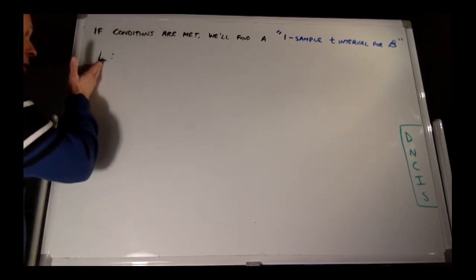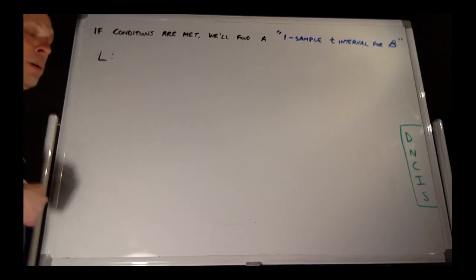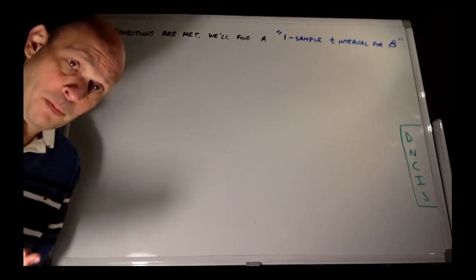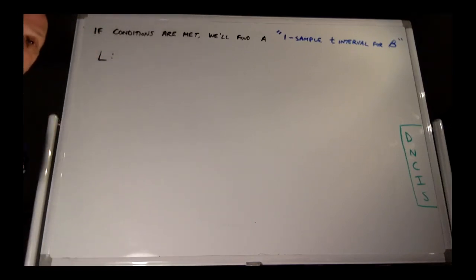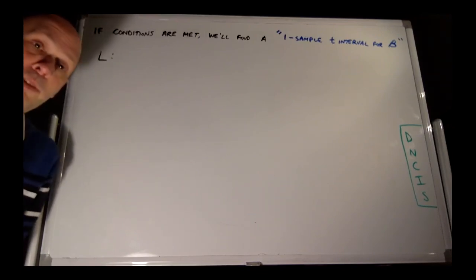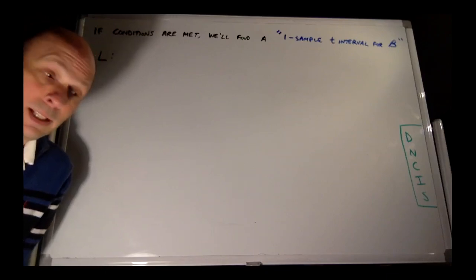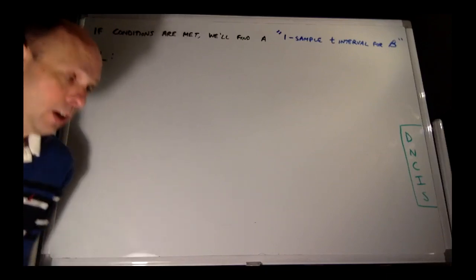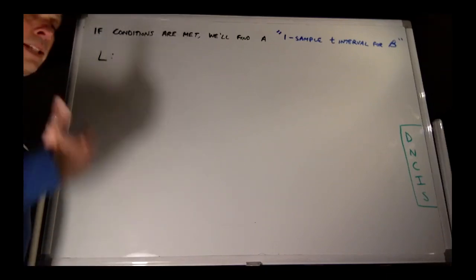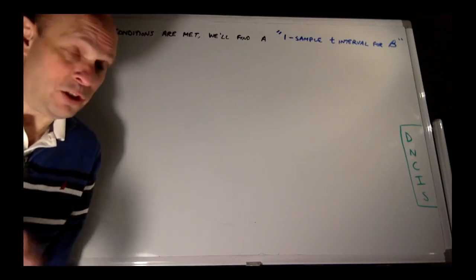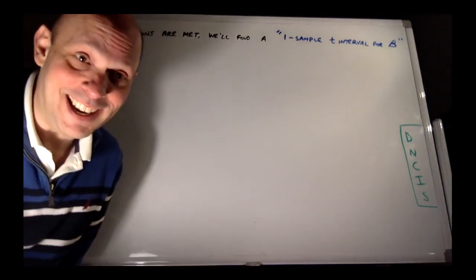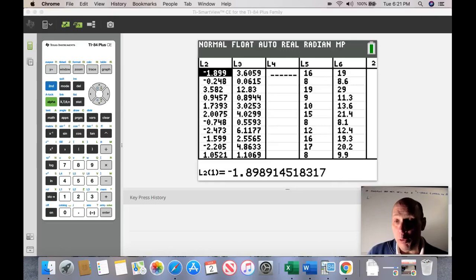So the first, of course, up is L. So we want to see if a linear model is appropriate. How do we know if a linear model is appropriate? Well, we want to look at the residual plot, and we're hoping to see the lack of a pattern. Okay, so we're going to need the calculator's help to see that residual plot. So let's jump into the calculator and take a look at it now. Okay, so we'd like to get our residual plot.